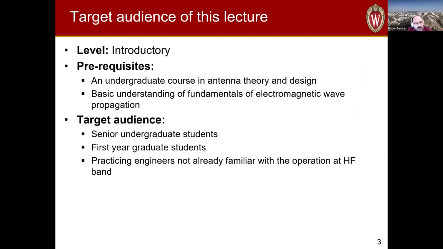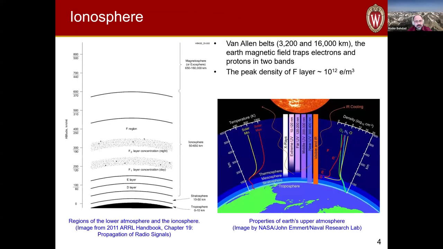If you have taken an undergraduate course in electromagnetics or electromagnetic wave propagation, and maybe have seen some basic antennas, you should be good, and this would be relevant for you. If you're an advanced graduate student or already experienced in HF, a lot of what I'm talking about you already know, so it probably wouldn't be of much interest. The target audience is senior undergraduate students, maybe first year graduate students, or any practicing engineer not already familiar with operation at the HF band. With these clarifications, let's get into the material.